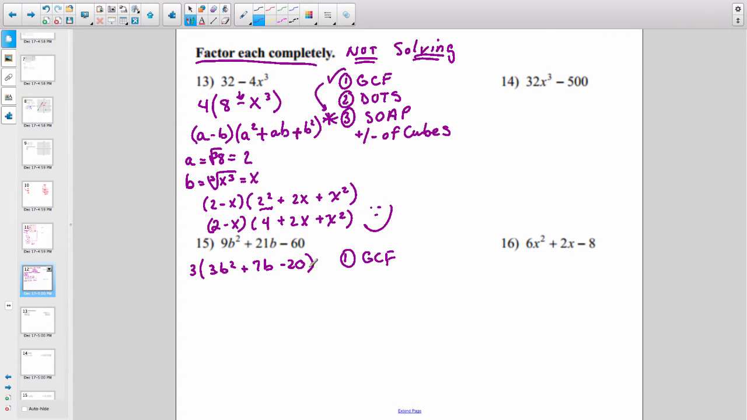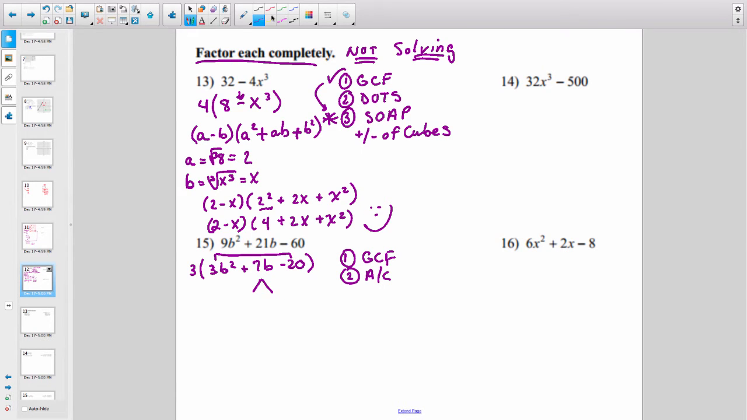Second and third steps. Am I dots? Am I the difference or sum of cubes? Definitely not, because this is a trinomial. So now let's do the AC method, which is first times last, and let's split the middle term.